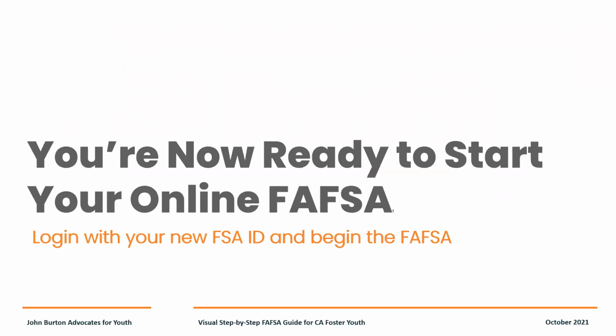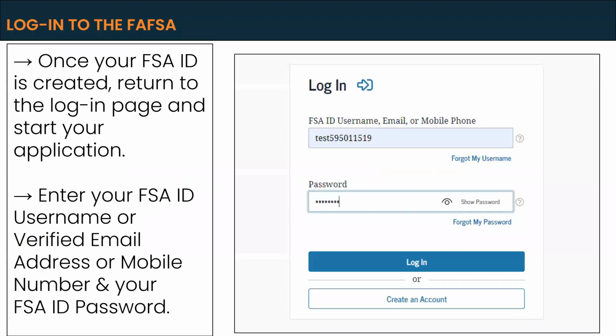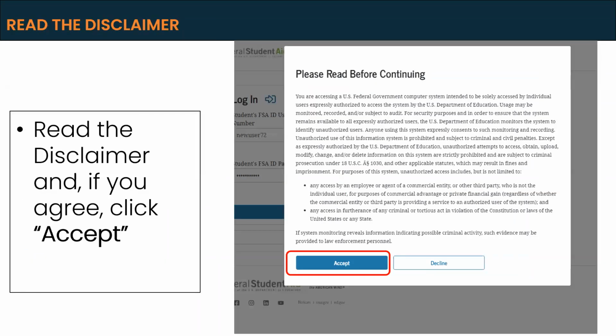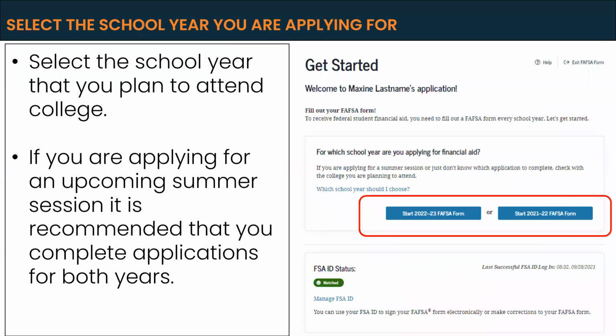All right, so once they create their FSA ID, they can go back to the main FAFSA page and log in. They can either log in with their username or that verified email or mobile phone number that they just set up. They'll enter their password and then they can log in and get started. A disclaimer will pop up, just giving them some information. They can click accept and move on.